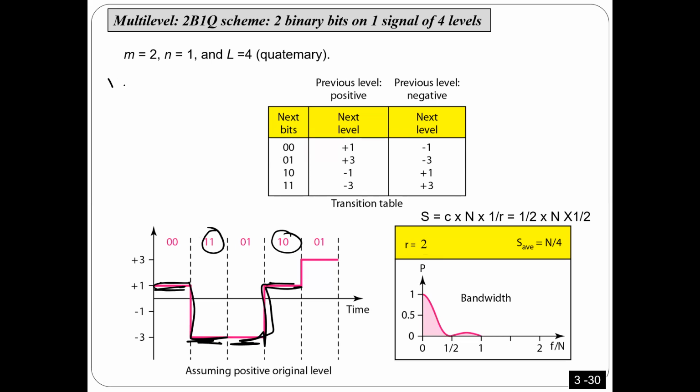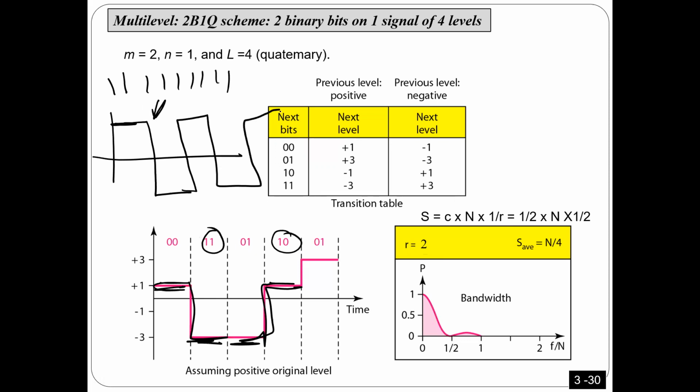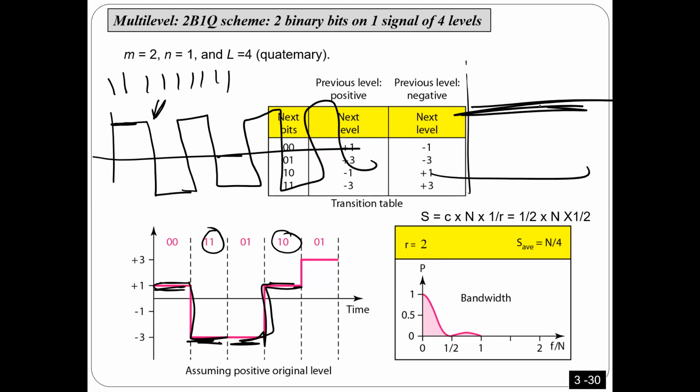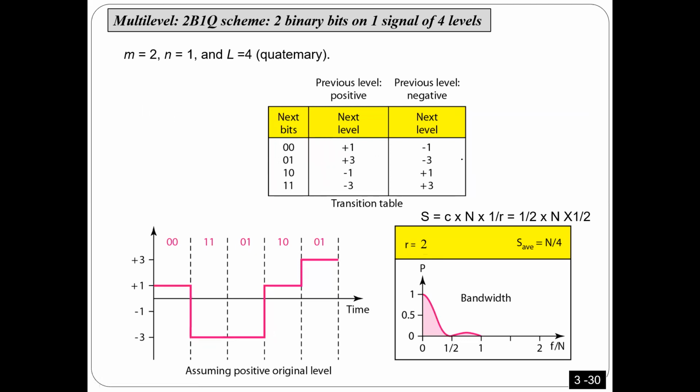If you have 1 1 1 1 1 1, it's going to be very interesting. If you have 1 1 1 and I start with positive, the next pattern is going to make it negative 3, and then positive 3, negative 3, positive 3. Is that a good thing or a bad thing? For sure, that's a good thing, right? If the pattern is repeated, the voltage is not going to be fixed. This is true for the last two cases, but not for the other two cases.